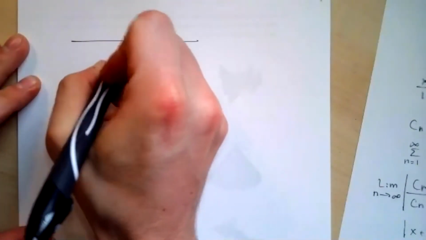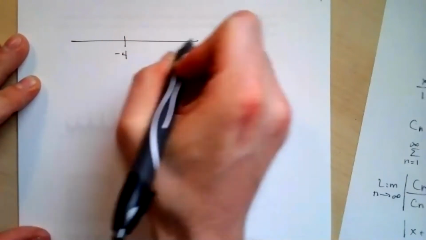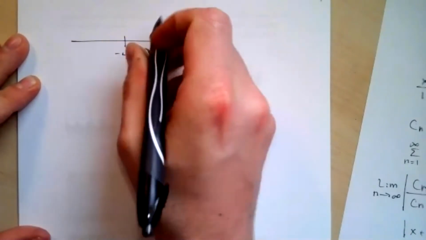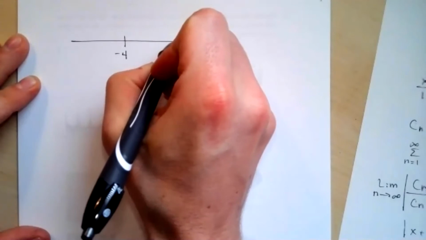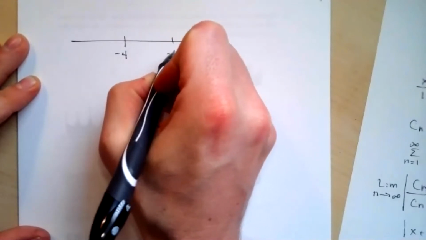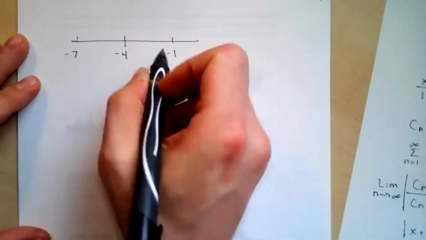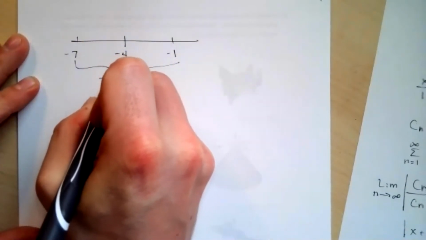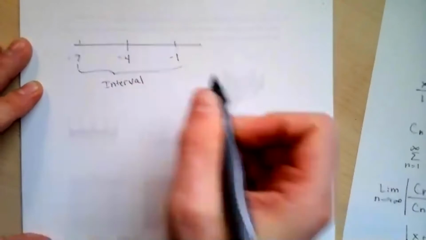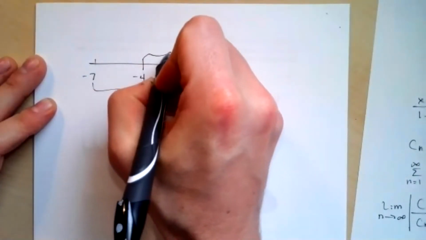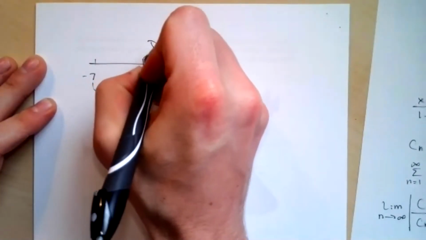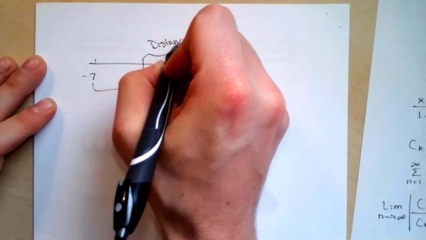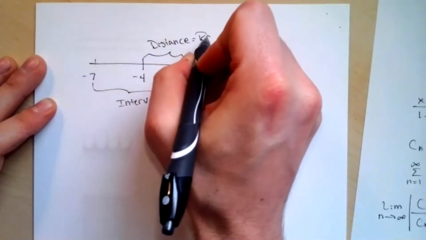Okay. The interval of convergence is here at -4, and then you would add 3 to both sides. So if we add 3, we'd be up at -1 to -7. So this whole space is the interval. But then this distance, wait, just the 3 is the radius. Okay, yeah, that makes sense. This distance is the radius.